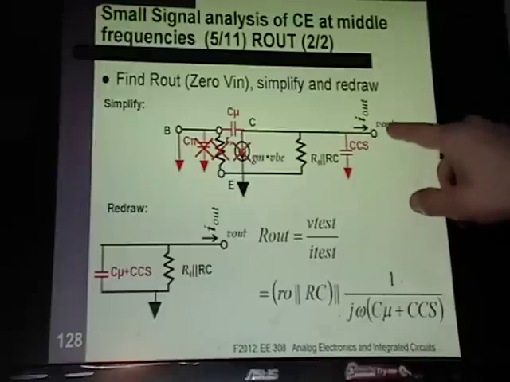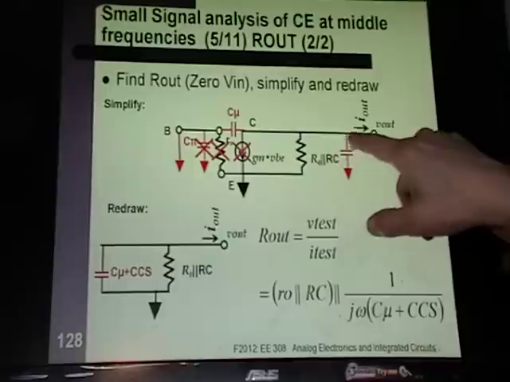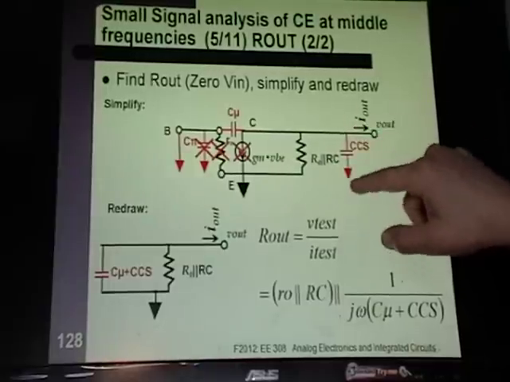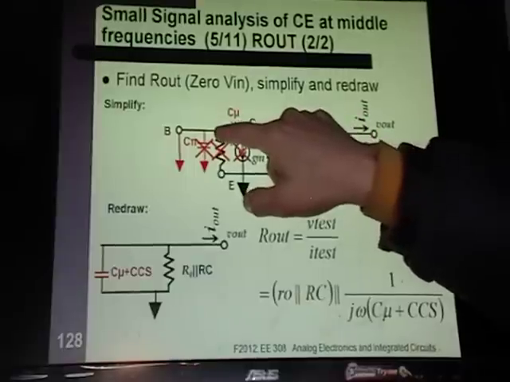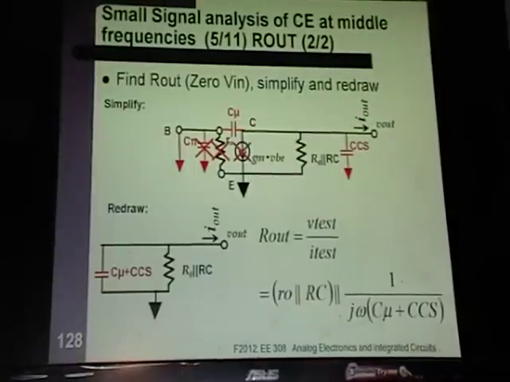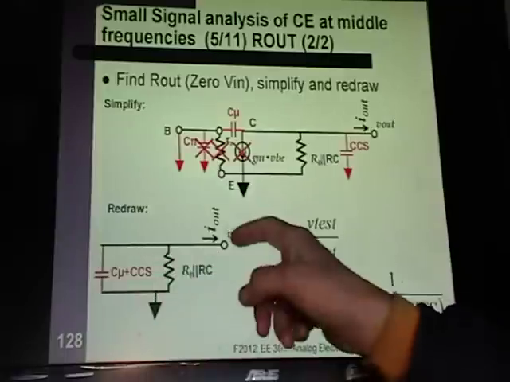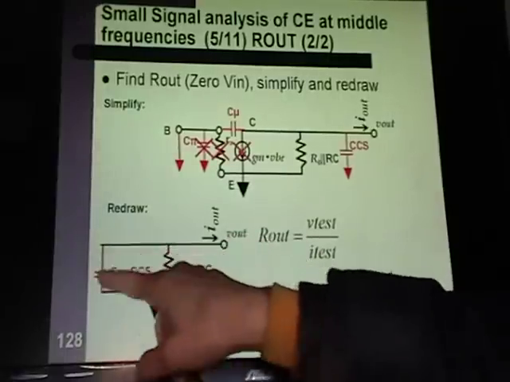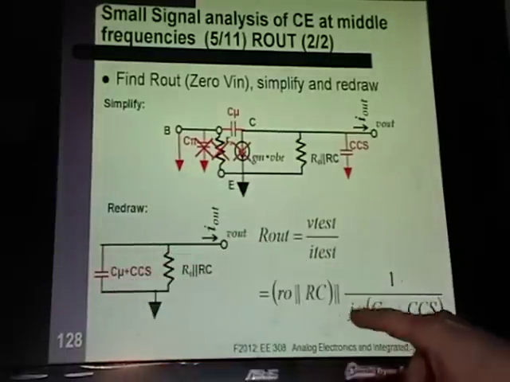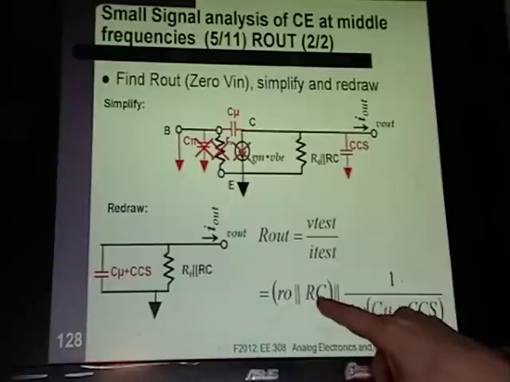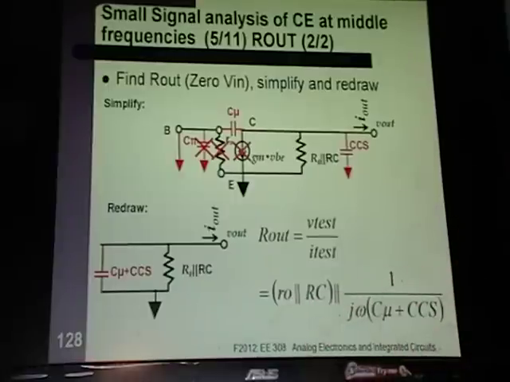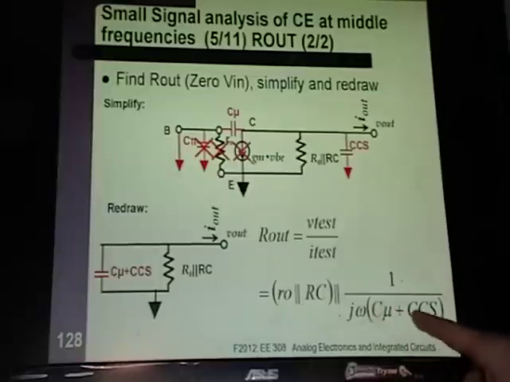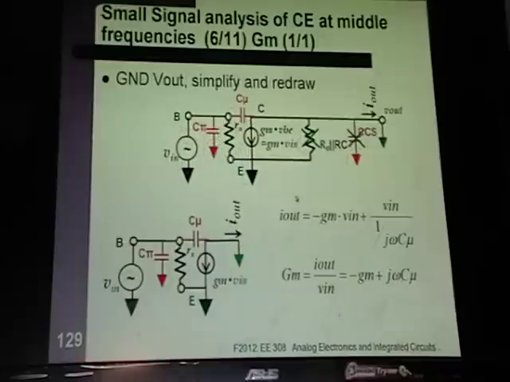If you're finding R out, you have to look at the capacitors that are on that node and see what the other side is connected to. This one's connected to ground, so great. You go over this capacitor, the other side is connected to ground, so we don't have to do anything special. Then to find your R out, you treat this as an impedance, 1 over j omega. You have RO parallel RC, which is your original R out, in parallel with this frequency dependent term, 1 over j omega times C mu plus CCS. So that's your R out.